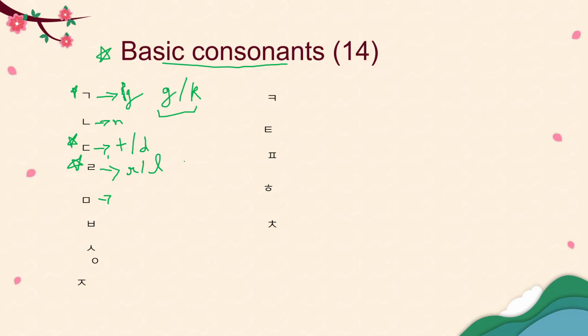Okay, so this is m. This is the same as English m. And this is b, but again the same thing: it lies between two sounds, 70% b and 30% p. This is b. I hope you are understanding the sound.